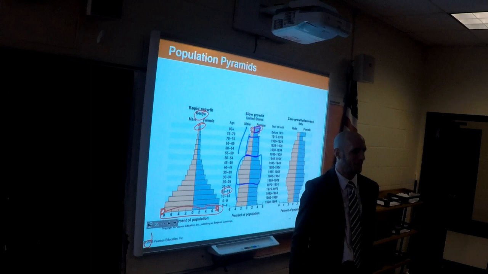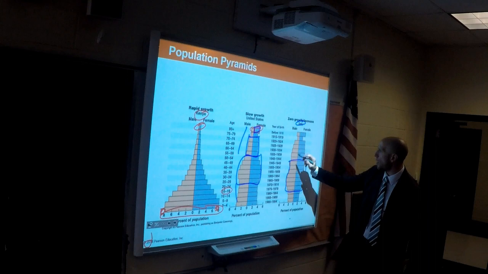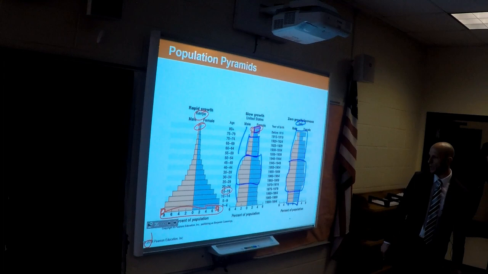He got all old. Over here, you've got places like Italy, where the population is starting to decrease. Notice that you've got a thinner chunk of people who are having to take care of a wider chunk of old people and a relatively smaller chunk of young. All right, enough on population pyramids. We're going to skip that.